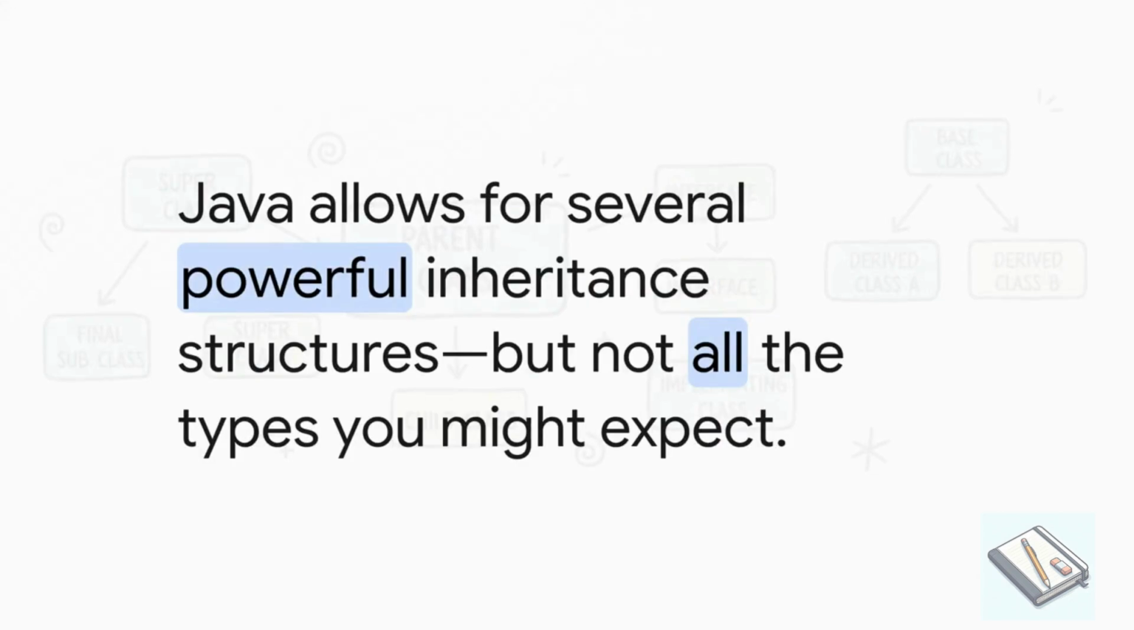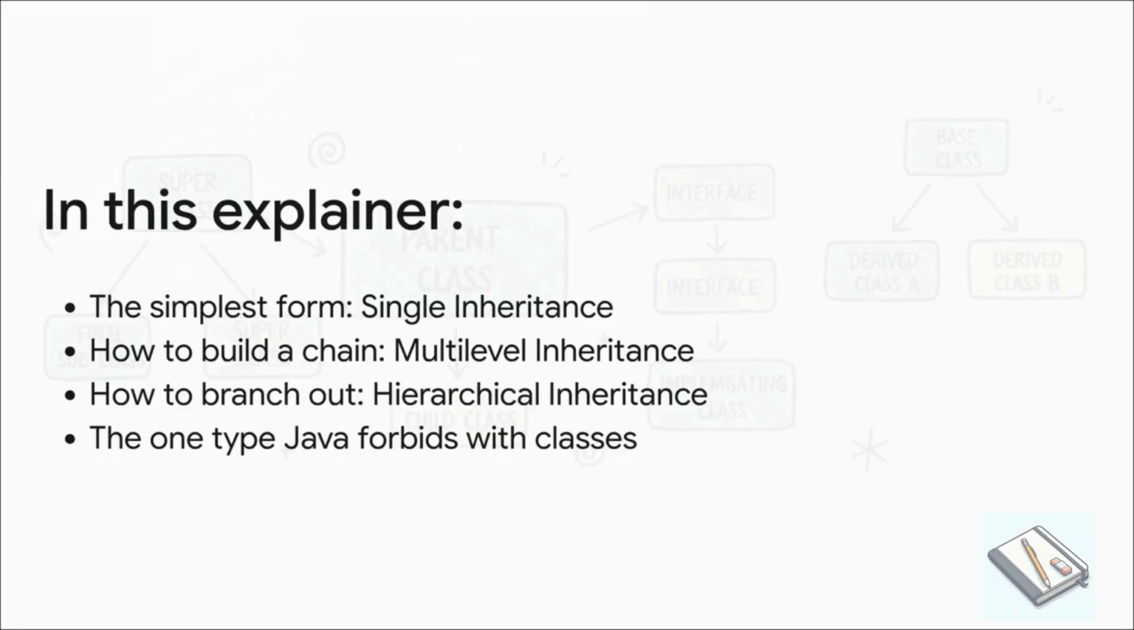Let's dig in. Well, the answer is yes, but with some really important catches. Java is super powerful with inheritance, but it puts its foot down on certain types. And honestly, knowing what's not allowed is just as crucial as knowing what is. So by the end of this, you're going to have a crystal clear understanding of the three main ways to do inheritance in Java. We'll look at the simplest form, how to build a chain, how to branch out, and we'll also tackle that one type that Java just flat out forbids with classes.